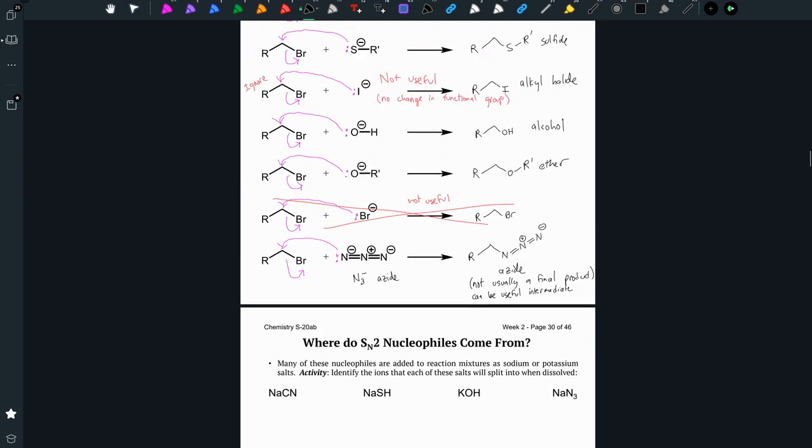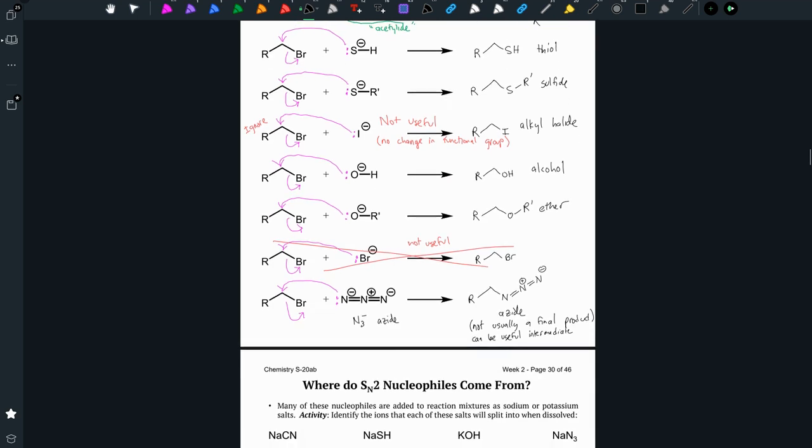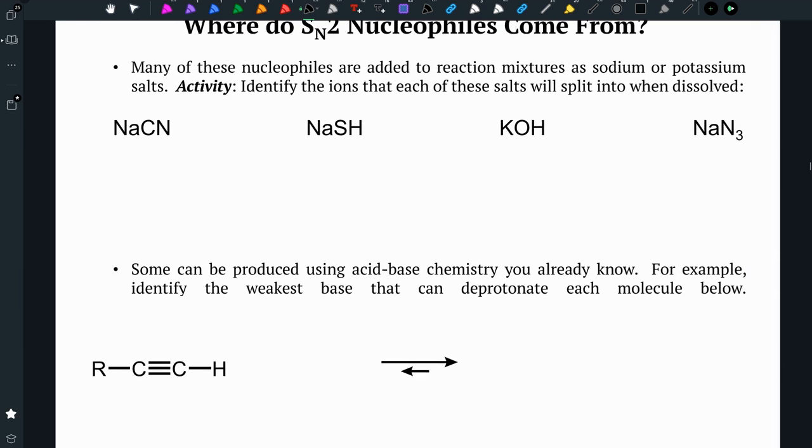The next question is, how do I make each of these different nucleophiles? So, these are the nucleophiles that'll do the SN2 reaction. Somehow I need to generate these different nucleophiles. And it turns out some of them are quite easy and some of them are more challenging to generate. So for example, the easy ones are the ones that we can just buy as salts with sodium or potassium. The key is that when you dissolve a sodium salt, generally it will split up into its constituent ions. So you dissolve NaCN, it splits up into Na+ and CN-.